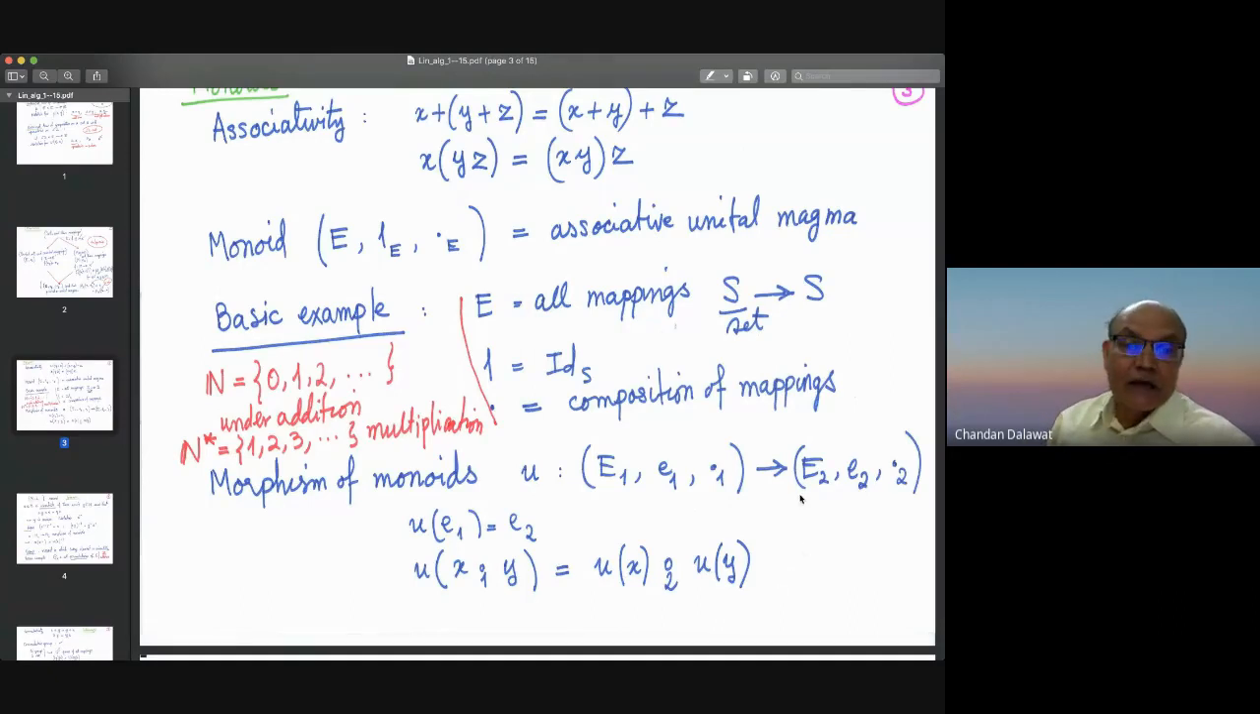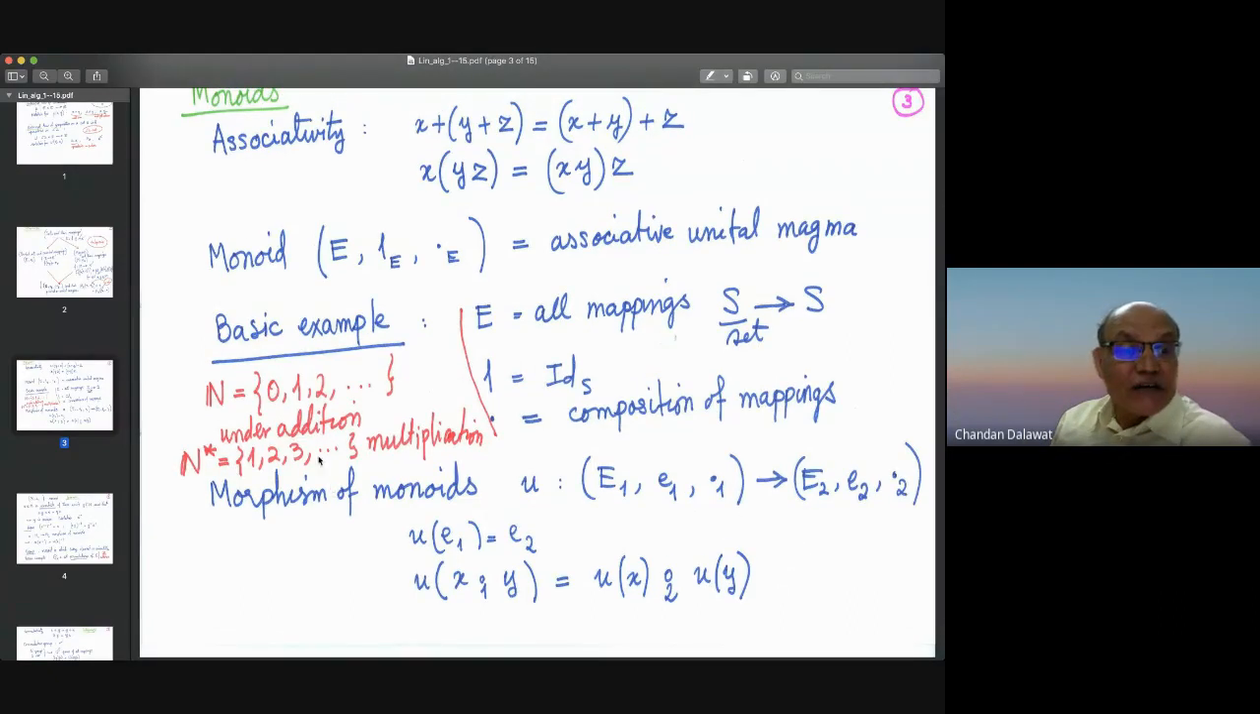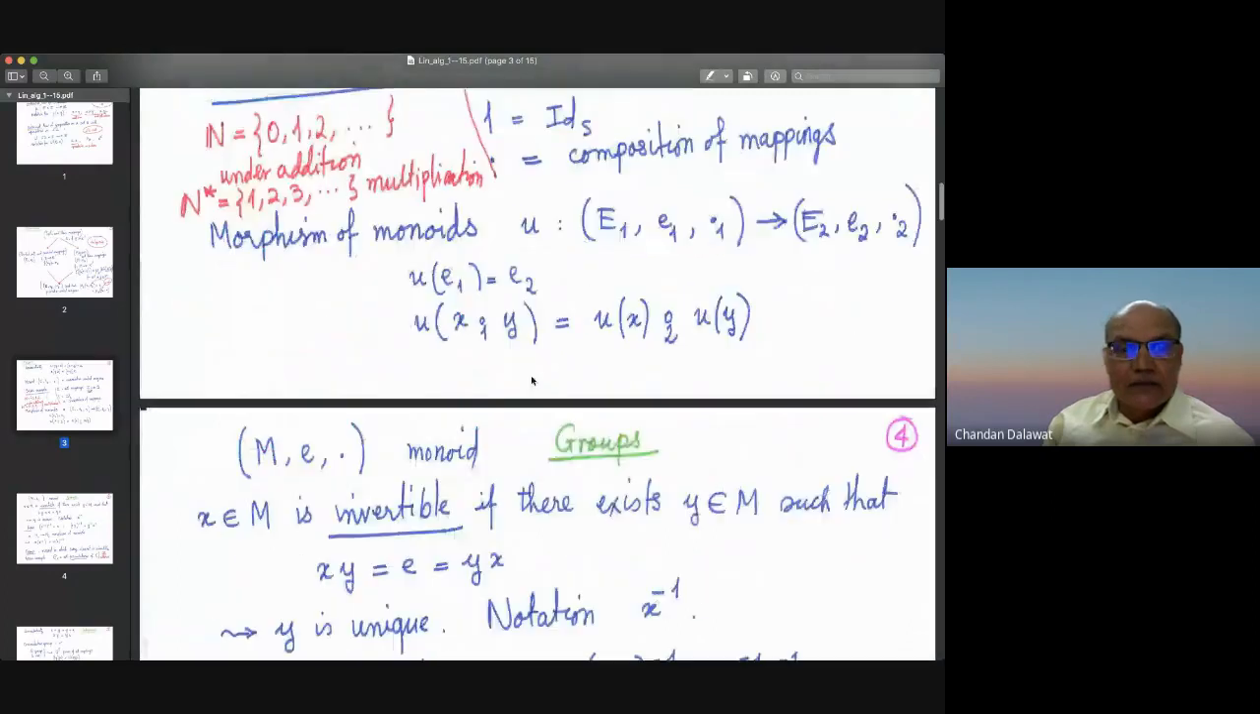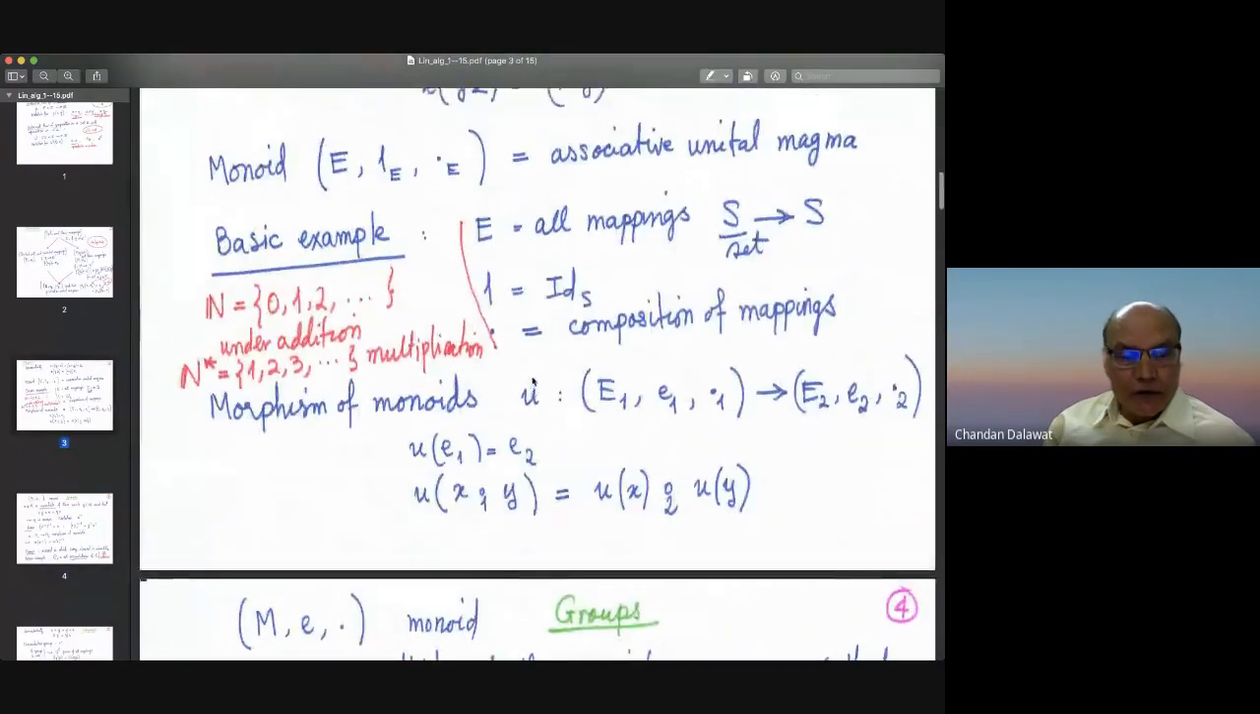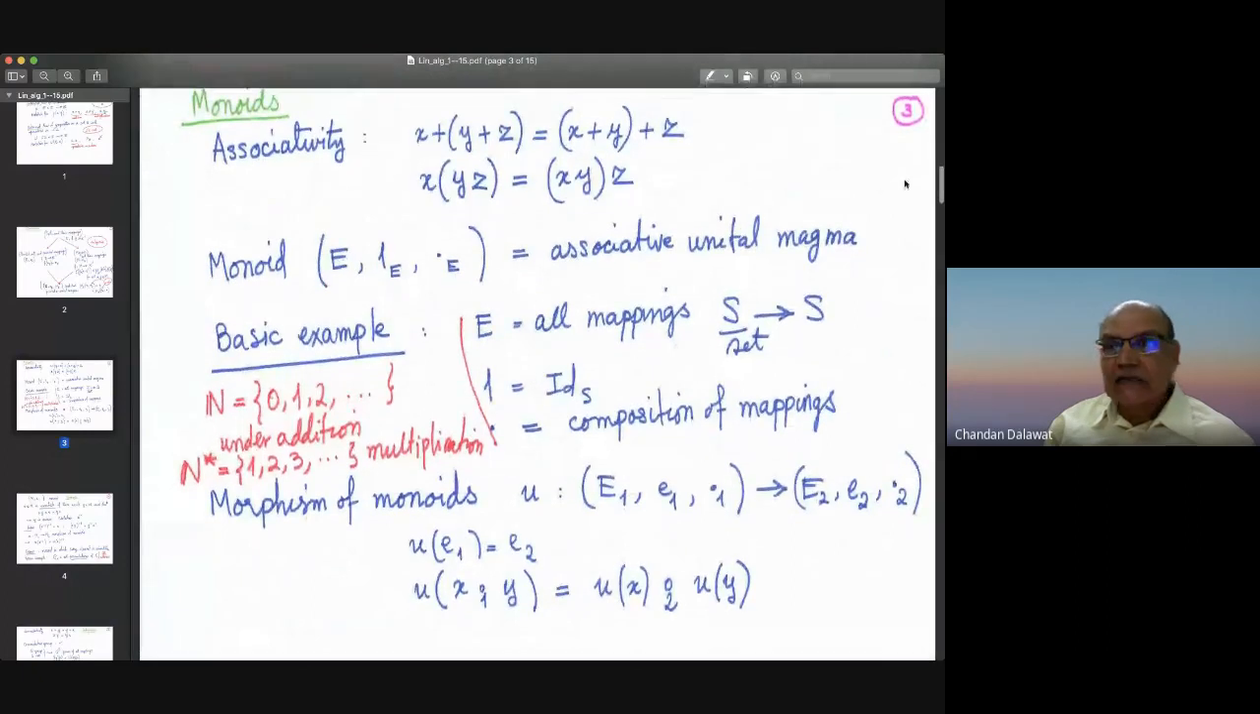So for example, now you have all these concepts and you can try to see, are there any morphisms from this N to this E, or this N to this N star, from this N star to this N, from this N star to this E. You can try to figure out what are all the morphisms between these monoids, just in order to understand the meaning of these words. Okay? So let me just stop here for one minute and ask if there are any questions which anybody has.